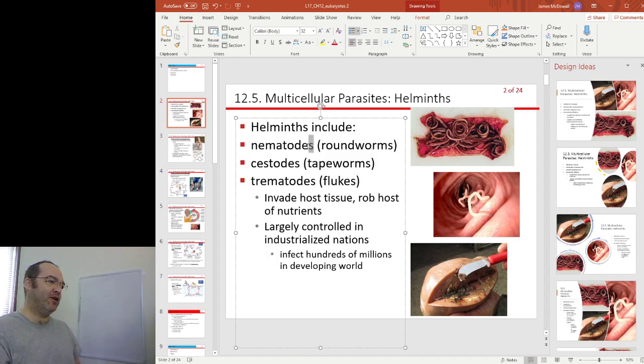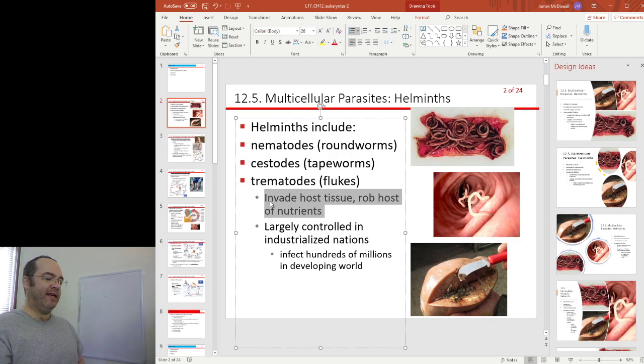We have nematodes, also known as roundworms. We have cestodes, which are known as tapeworms. We have trematodes, which are known as flukes. So these are some nematodes. This is a tapeworm. These are flukes living in a liver.